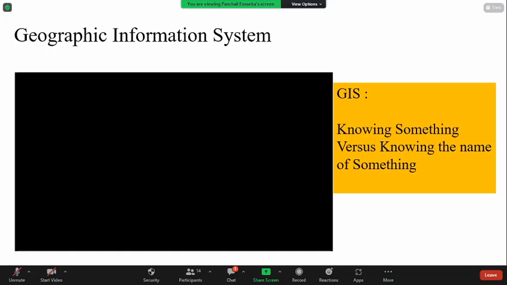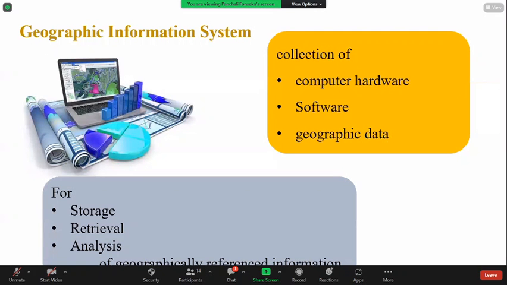So actually, GIS is a collection of computer hardware and geographical data. Geographical information systems we use for storage, retrieval, and analysis of geographically referenced information. GIS is considered the primary tool for spatial analysis. Anything which has a spatial context can be studied using GIS. It is a tool, it is a system, and it is a science.